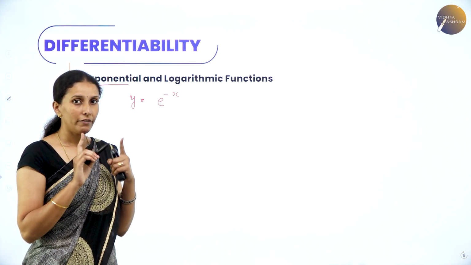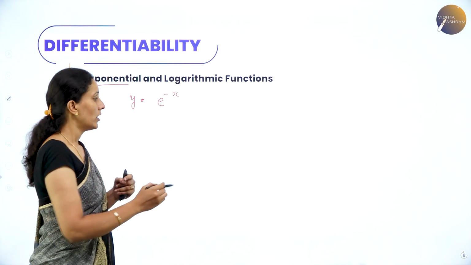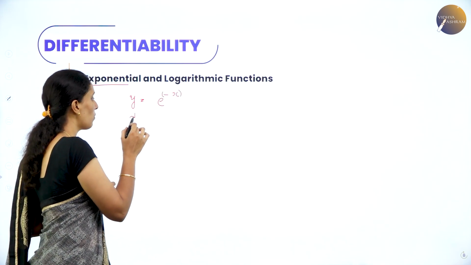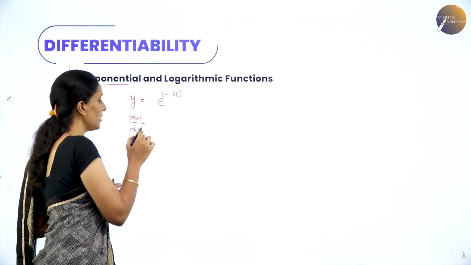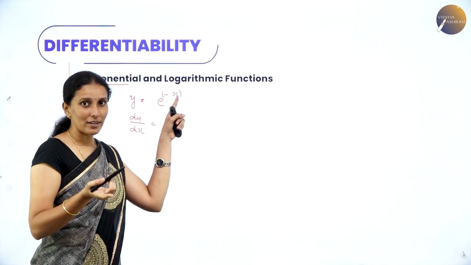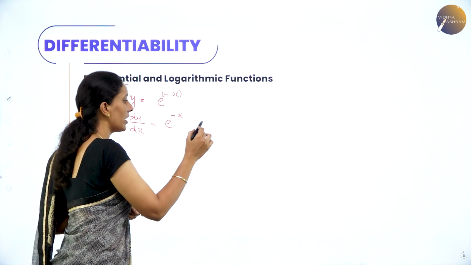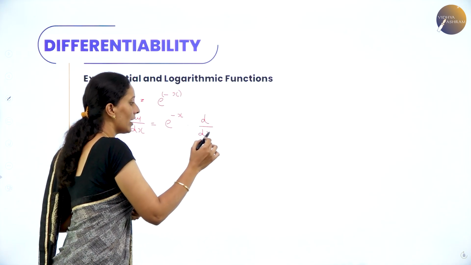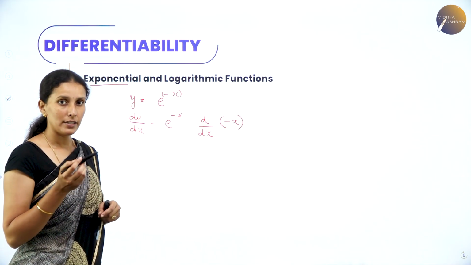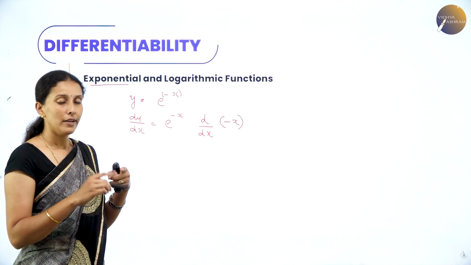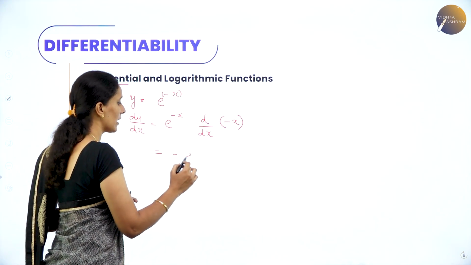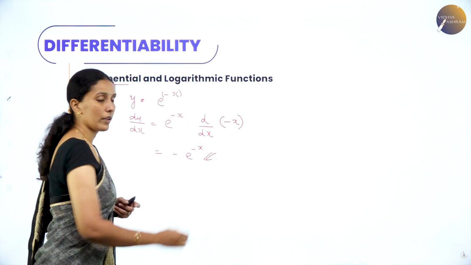We know the value for only e power x. So let me consider this in the form of e power x only. What is dy by dx of this function? It is again e power x only. But x is minus x here, so we have to differentiate it again. So that is derive minus x again. What's the derivative of minus x? It is minus 1. Derivative of x is 1, so minus x is minus 1. So the value becomes minus e power minus x.